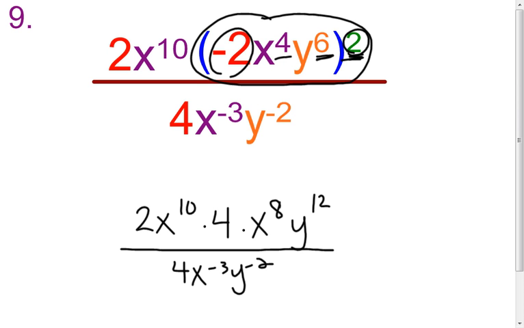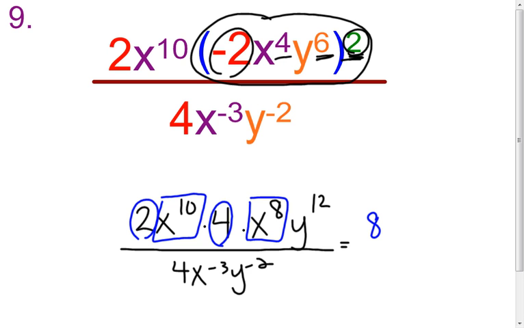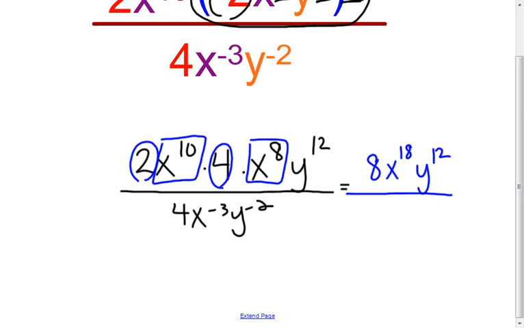Now, on the top, I'm going to simplify that a little bit. I want to multiply, first of all, the 2 times the 4 to become 8. And then here with my x's, I will add my exponents on x to the 10th times x to the 8th. I've got two of the same base and I'm multiplying those. So that becomes x to the 18th and then y to the 12th. On the bottom, I can't add anything together, so I will just leave it for right now.